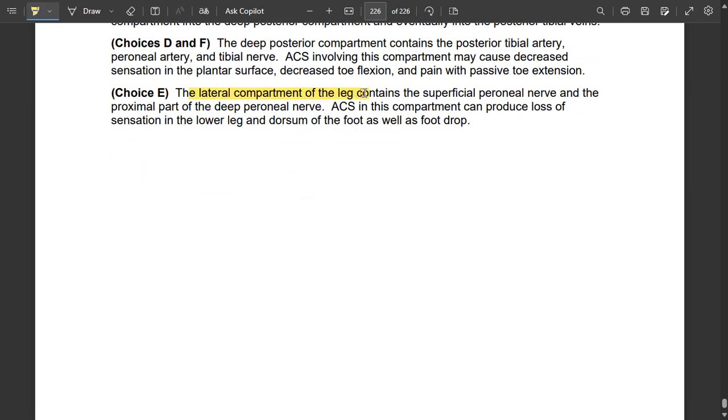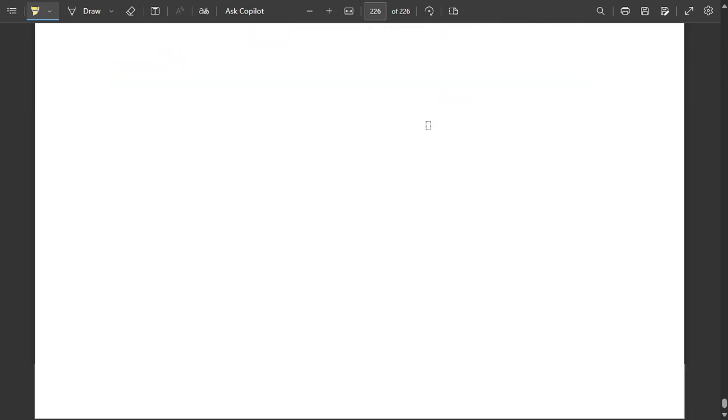The lateral compartment of the leg contains the superficial peroneal nerve and the proximal part of the deep peroneal nerve. ACS in this compartment can produce loss of sensation in the lower leg and weakened eversion, as well as foot drop.